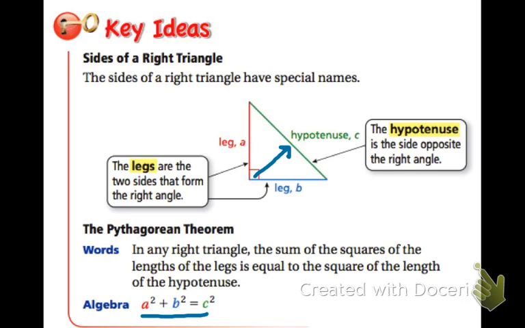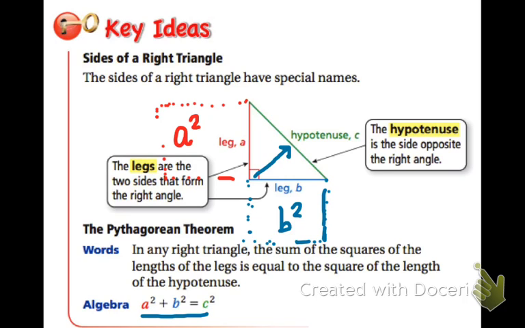And what that basically means, looking at the leg A, if we were to form a square at leg A, okay, it may not be perfect, but the area of this square would be described as A squared, because the side length is A times A. Then if we had a square at leg B, again, not perfect, the area of this square could be described as B squared.